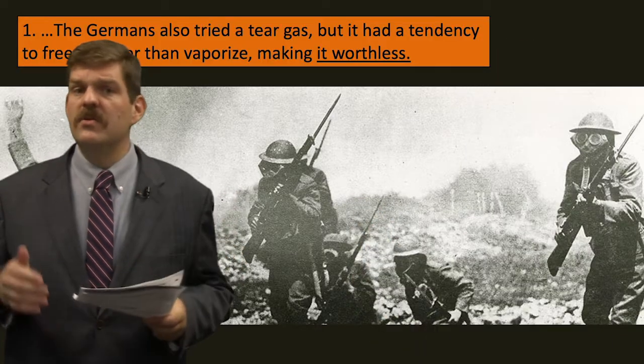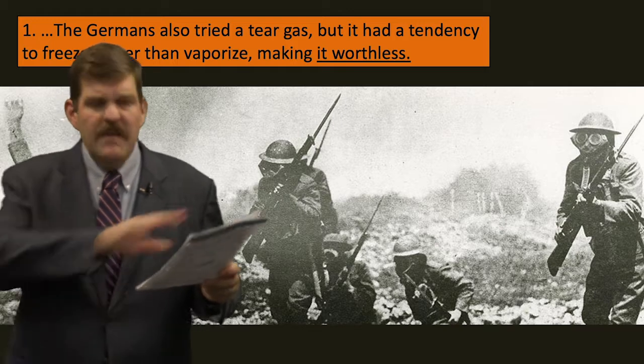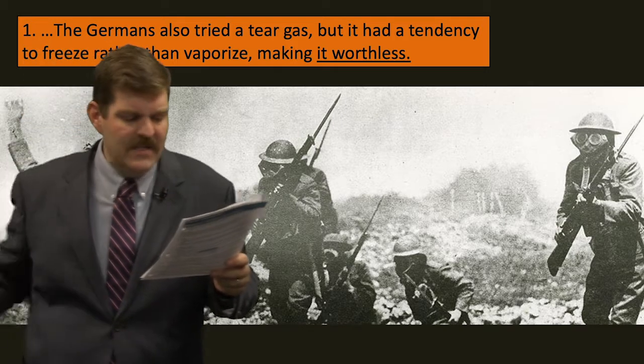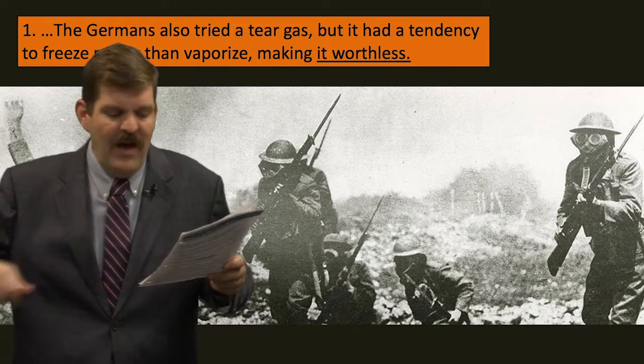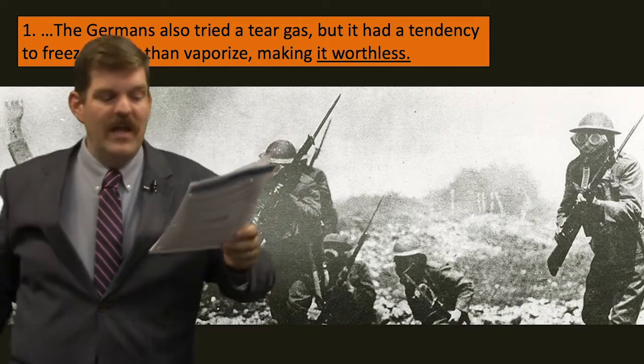The Germans then started using chlorine gas as a weapon. They lined up thousands of gas tanks, and when the wind was right, they opened up the valves to emit the green chlorine gas onto enemy lines.